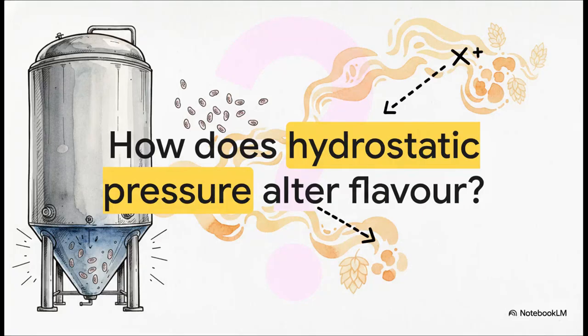Which brings us to a final, pretty provocative engineering question to leave you with. Most modern facilities use these massive, towering, cylindro-conical fermentation vessels. The sheer volume and weight of the liquid in these things creates immense hydrostatic pressure down at the cone. And here's the kicker. That intense pressure physically suppresses yeast growth. And as we established earlier, if you suppress yeast growth, you actively shut down the synthesis of both esters and higher alcohols.